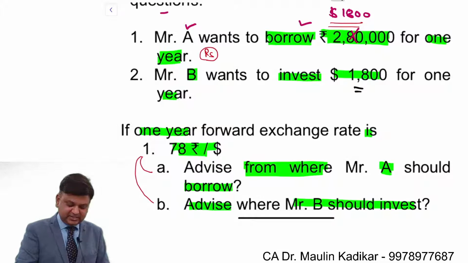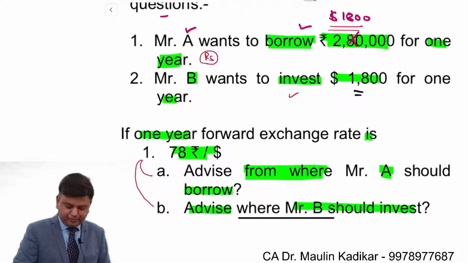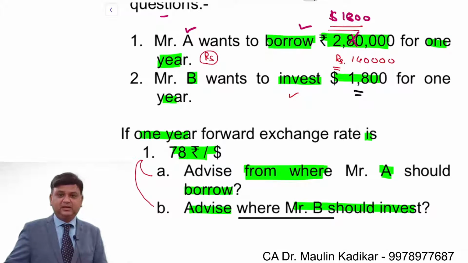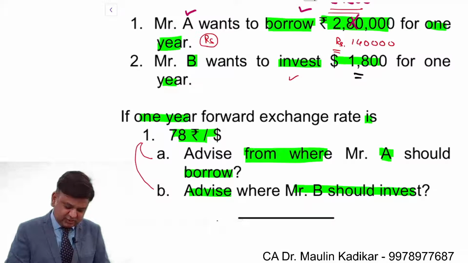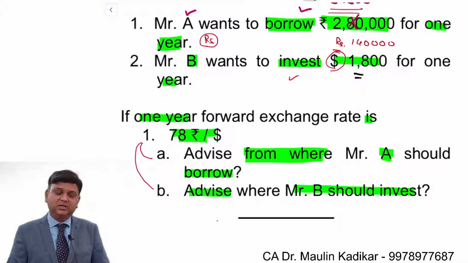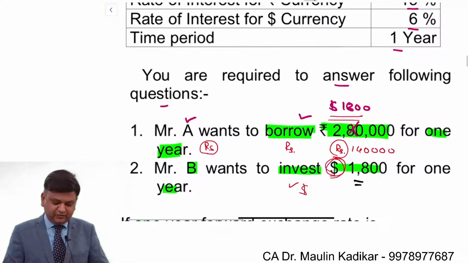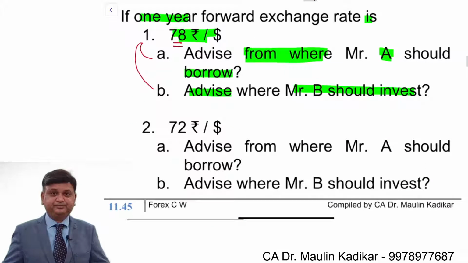Again, if the question says that Mr. B wants to invest, for example, 1,40,000 rupees, then in that case the investment should be made in, please answer in the chat box. Correct answer by everyone. That's our investment should be made again in the dollar currency. So whether you have rupee or you have dollar, you should make investment in dollar and you should borrow in rupees only if at all the forward exchange rate is 78 rupees per dollar. That is what we understand.